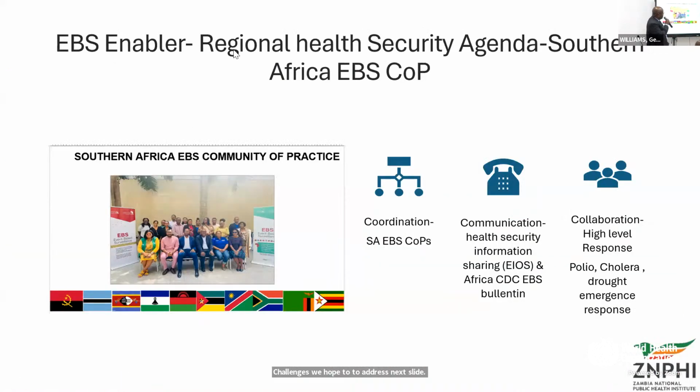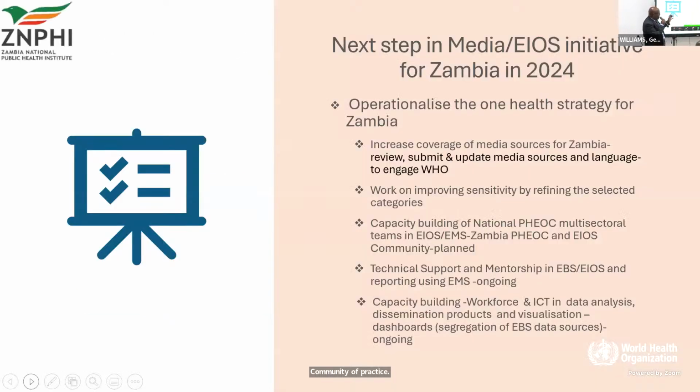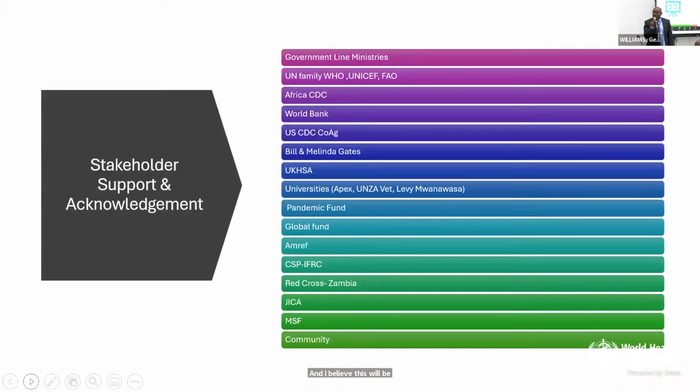So this, the Southern Africa community of practice, I've already spoken about it. Maybe we can move to the next slide. Yeah, so within the context of EBS and EIOS, what is key is to see how we can operationalize this strategic document, which is the One Health strategic plan, and in the long run, but specifically, these are some of the things that we've already spoken to. And I believe this will be my last slide, and we hope we can be supported. Thank you.